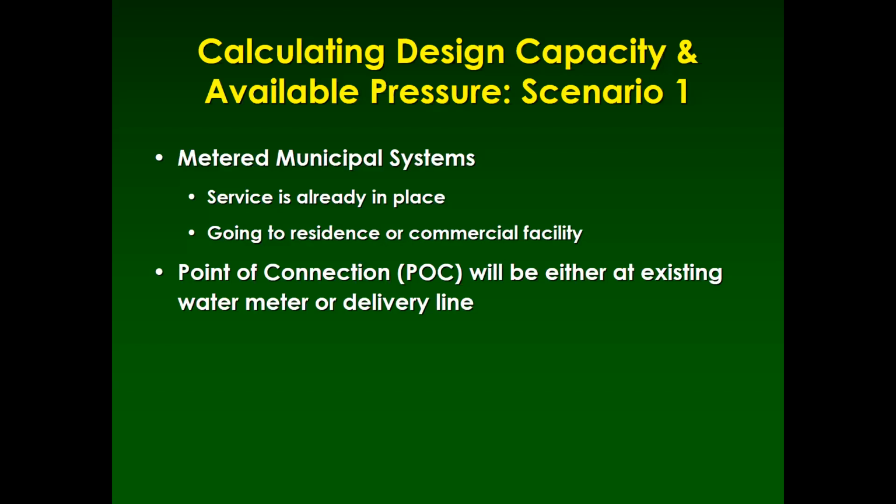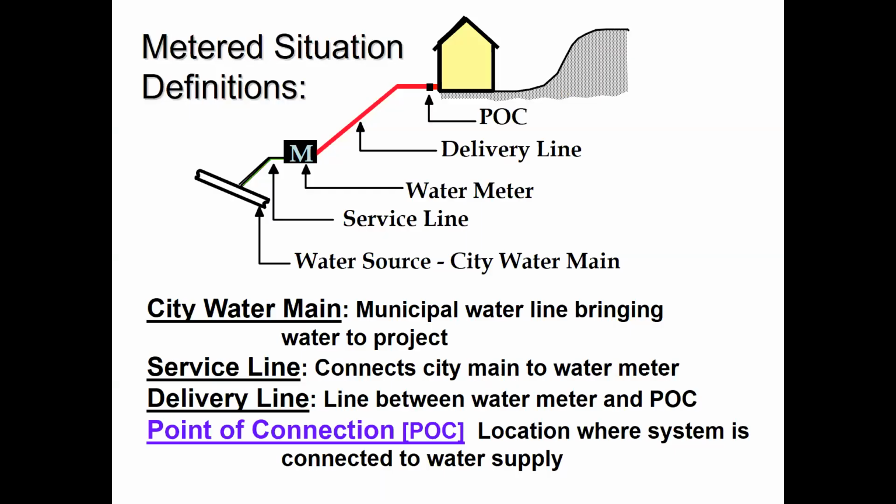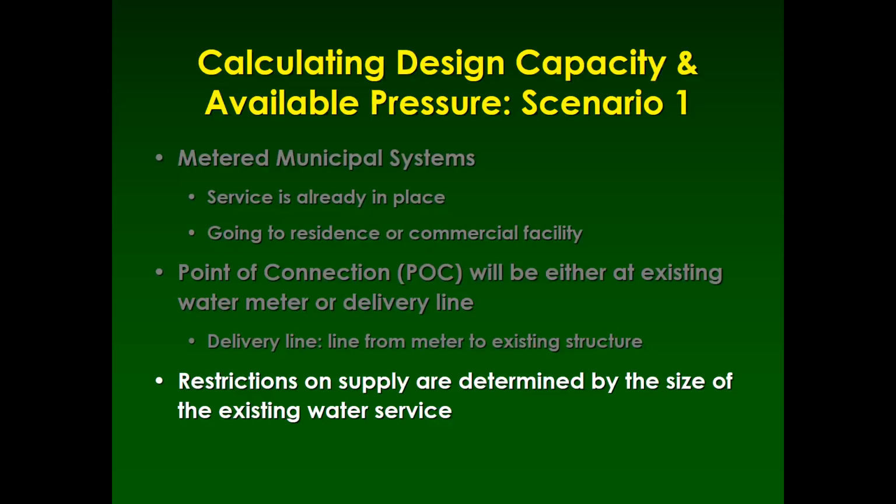Scenario number 1 is that metered municipal system. Like I said, our service is already in place and it's going to our residence or our commercial facility, so what we have there is just what we have. Our point of connection will be either at the existing water meter or our delivery line. So there again, that point of connection is past our delivery line, or it's attached to our delivery line. Restrictions on the supply are determined by the size of the existing water source.